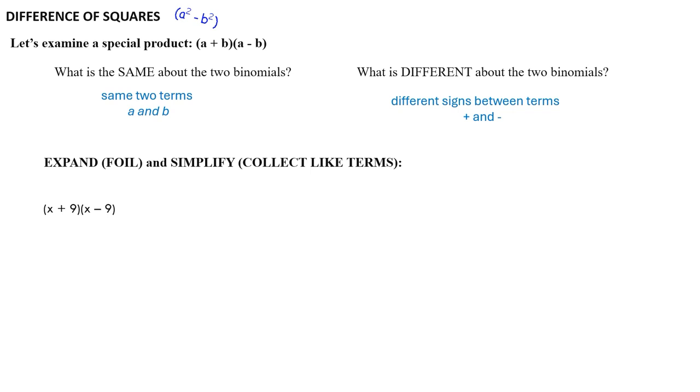So x plus 9 times x minus 9. The x's are the same, the 9's are the same, but the signs are different. Now when we expand this, x squared minus 9x plus 9x minus 81. The negative 9x and the positive 9x cancel out, and we're left with x squared minus 81.